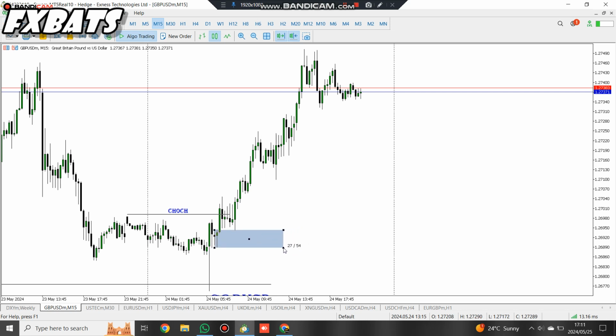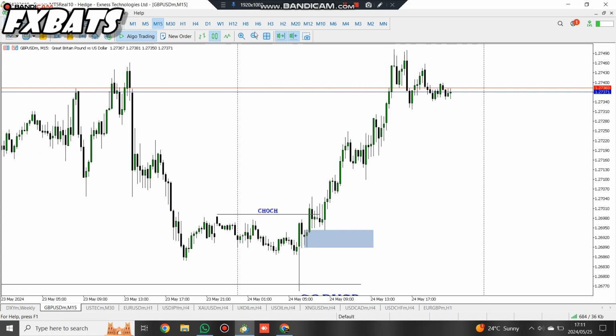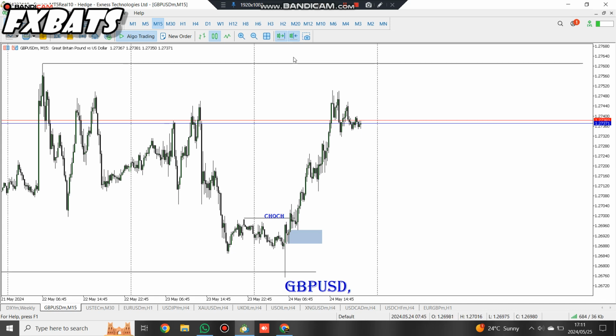So I took an entry somewhere here. Yeah, this is where I took an entry. And for that reason, I took an entry. I was targeting this extreme high, the previous high on H4. But my only interest was also that I was targeting these internal highs. You could see these internal highs. We had buy side liquidity resting above.